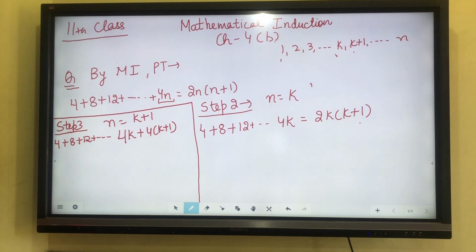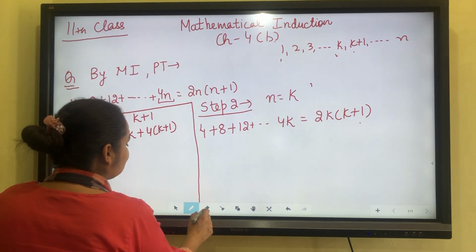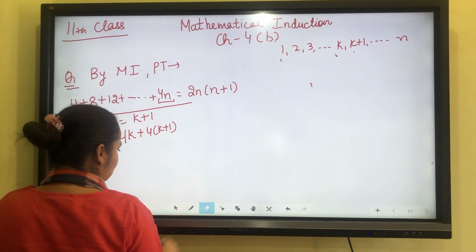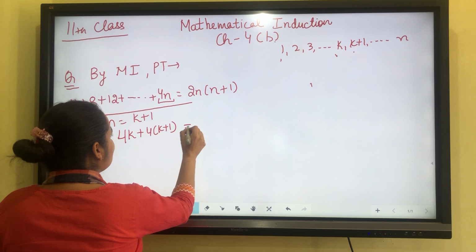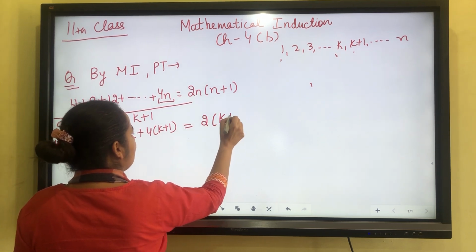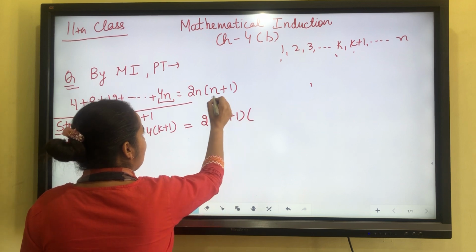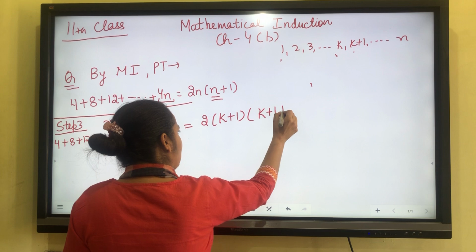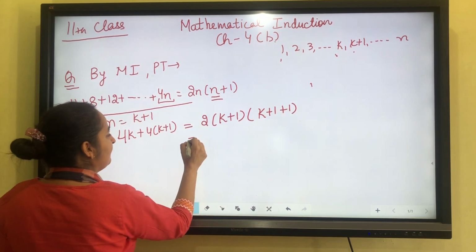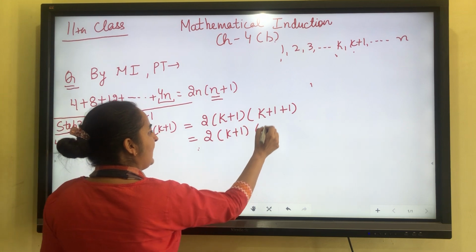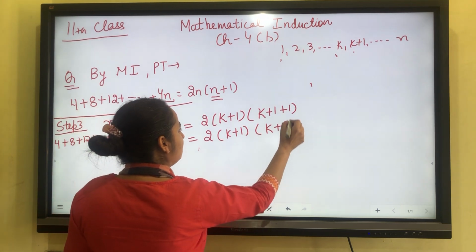This is the left hand side. And what about the right hand side? That is the result. What is the right hand side here? I am writing it as equal to, in place of n, I am writing here k plus 1. Here again, in place of n, k plus 1, and then what is the result of the right hand side? k plus 1 and k plus 2.